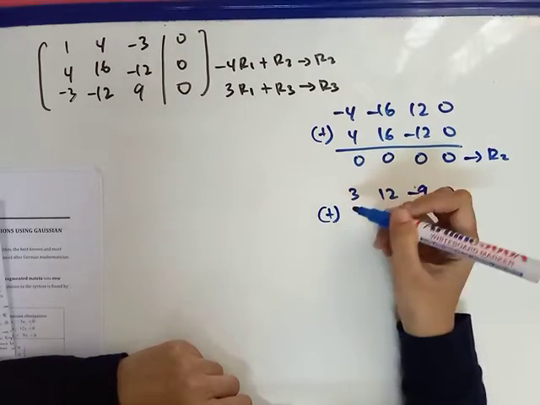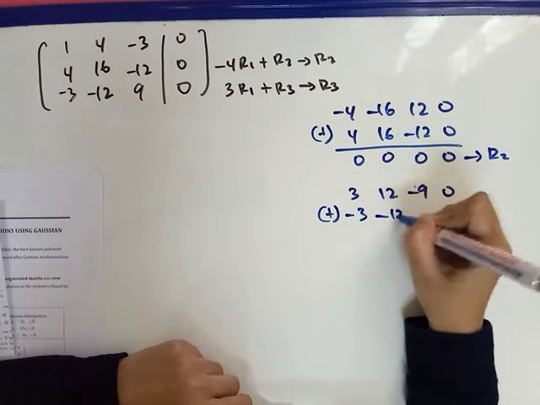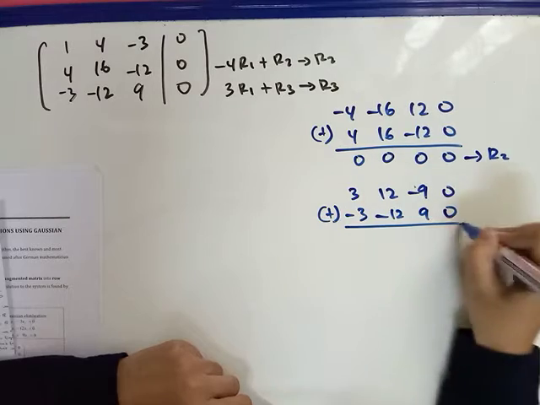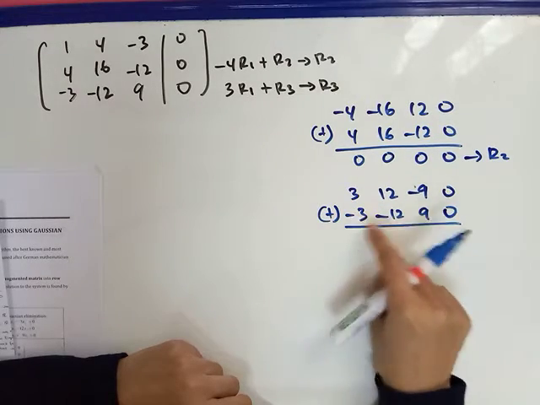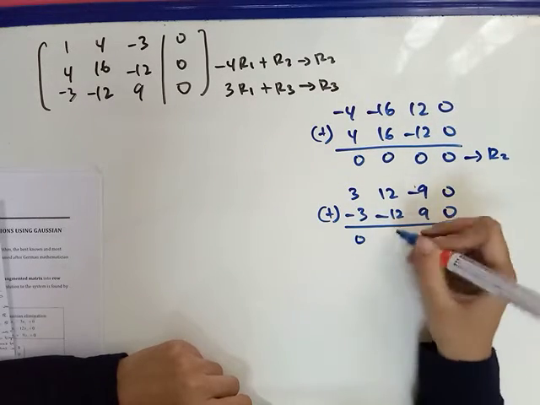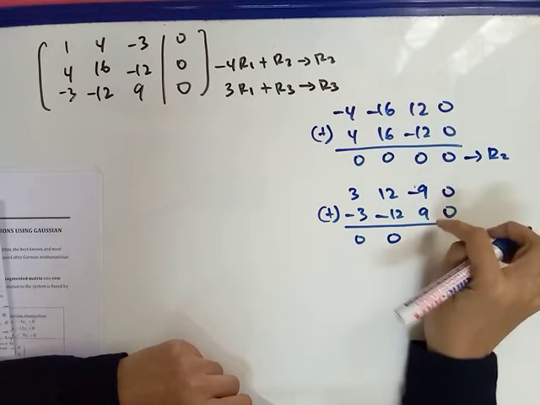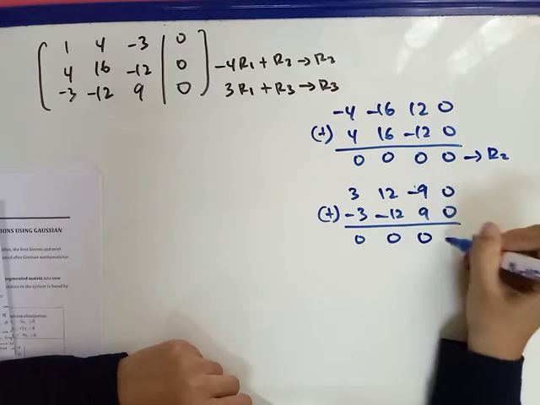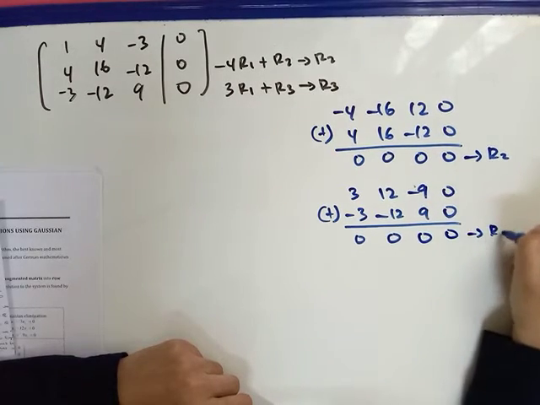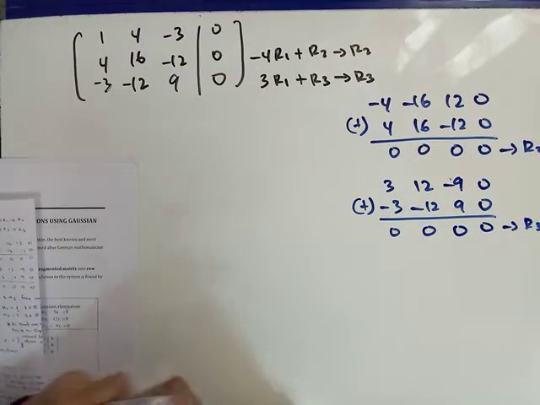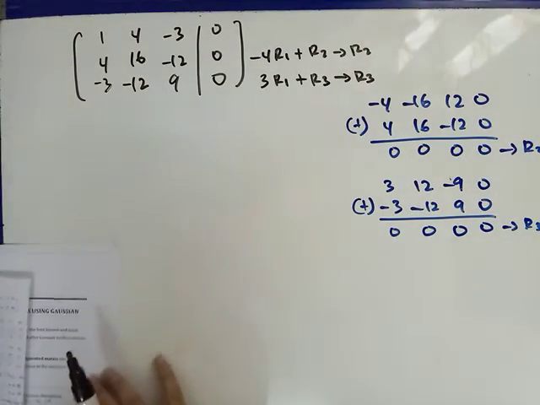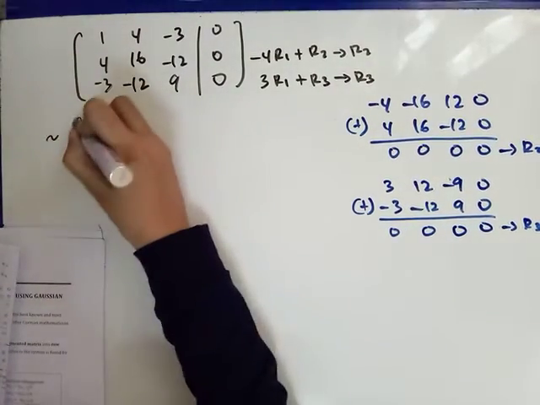Plus with row 3, which is negative 3, negative 12, 9, 0. Okay, so 3 minus 3 we get 0, 12 minus 12 we get 0, negative 9 plus 9 we get 0, and this one we get 0 also. So it goes to row 3. Then we have new values for row 2 and row 3.